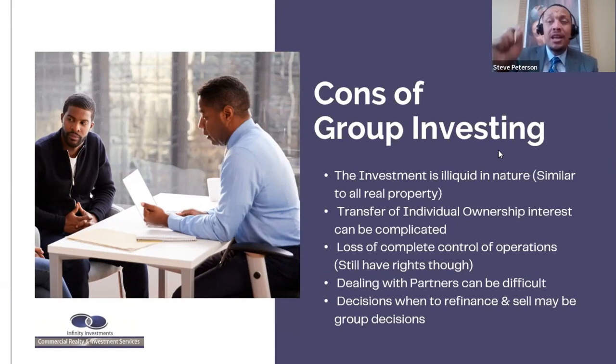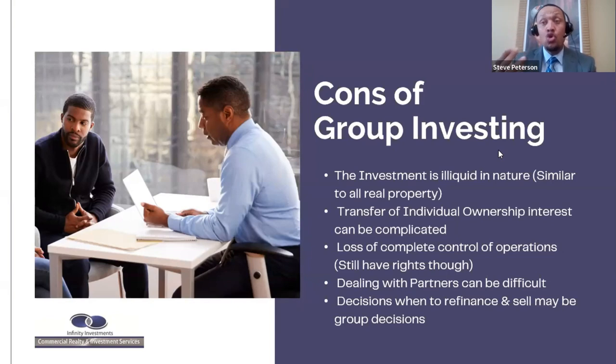When you're in a group, it's more complicated because you can't just call that shot. It's typically a group decision when we buy or sell, and there has to be a majority. The sponsor, the leader, is going to drive that. So you can't just call and say, I need my money out. It does not work like that. This is a long-term situation, very illiquid in nature, especially when you're in a group.